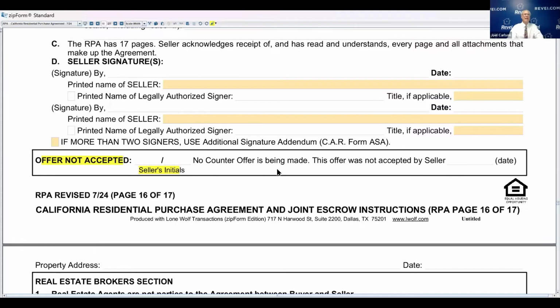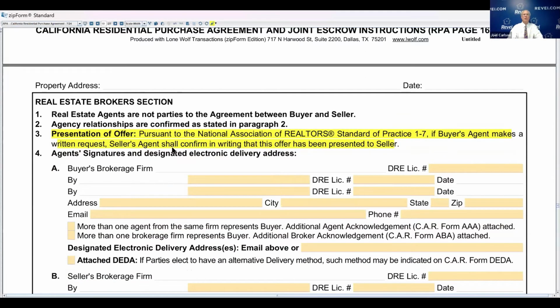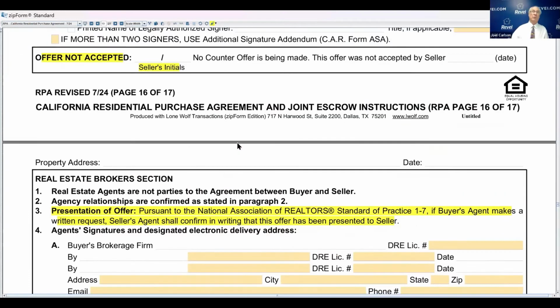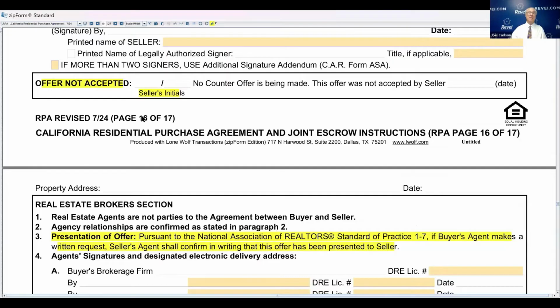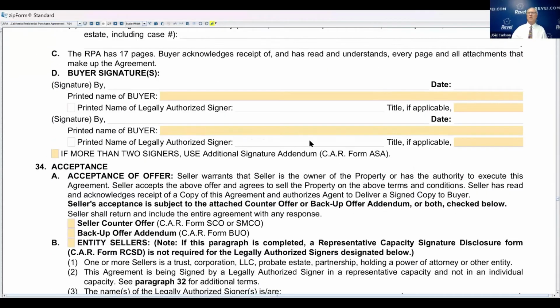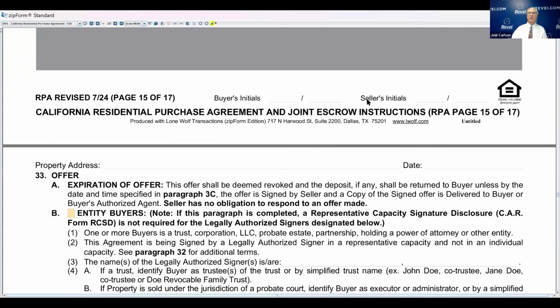But it says in here, if I, as an agent, want to see proof that you submitted the offer, you have to give it to me. You, the seller's agent, must give it to me. If you're a realtor, and the only way I know to do that is to give me bottom of page 16 with the seller's initials on it. How do I know that those initials are correct? Because they got initials on every other page. Seller's initialed on every other page here.